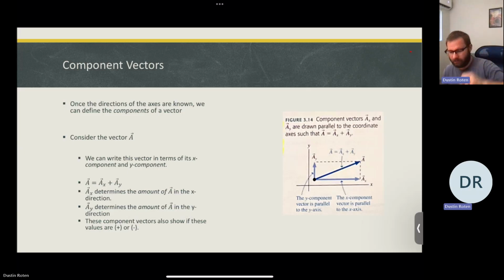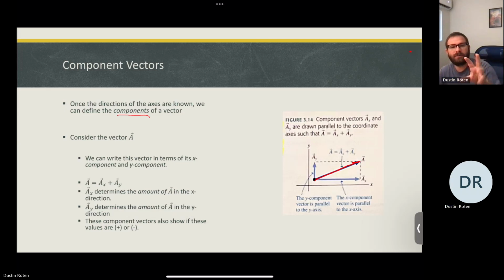So now let's talk about actually putting these vectors into a coordinate system. And when we do that, that gives us something useful called a component vector. Okay, so if we just consider vector A over here on the right, notice it's here in bold. A, that's our regular old vector.